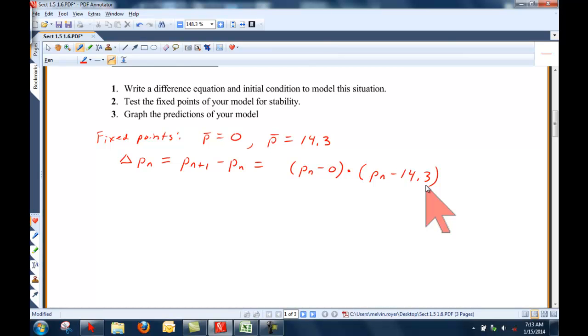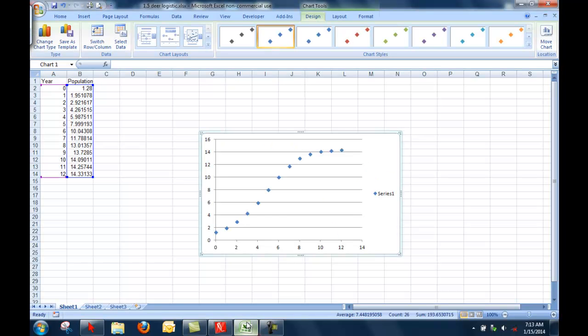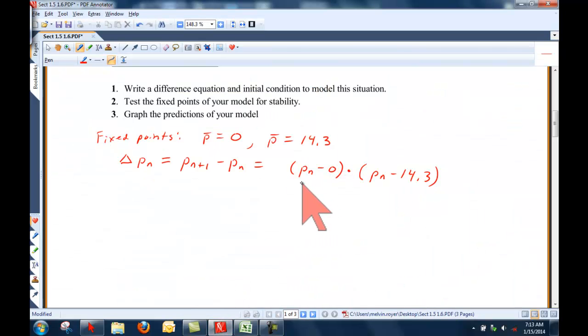When the population is, say, 10 on the graph, what should be happening? We should continue to increase up toward 14. What will this model do? If I plug in 10, this first factor is positive, the second factor is negative, the change will be negative, and instead of increasing toward 14, I'll actually be decreasing. So that second factor isn't quite correct. We would maybe want a negative sign in front.